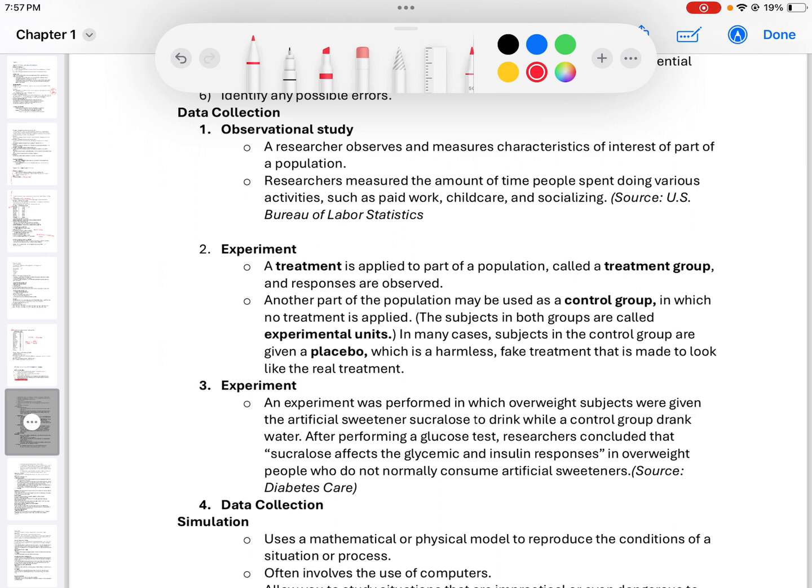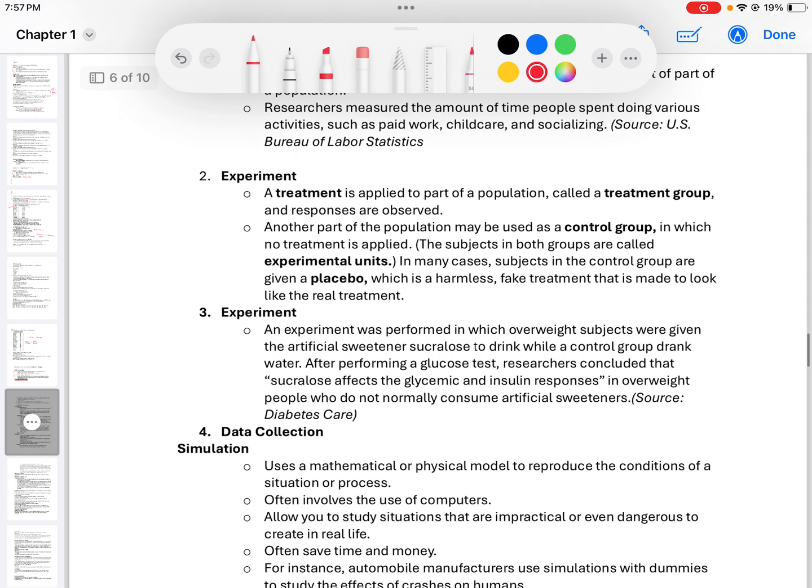Next, we have an experiment. A treatment is applied to part of a population, called a treatment group, and responses are observed. Another part of the population may be used as a control group, in which no treatment is applied. The subjects in both groups are called experimental units. In many cases, subjects in the control group are given a placebo, which is a harmless, fake treatment that's made to look like a real treatment.